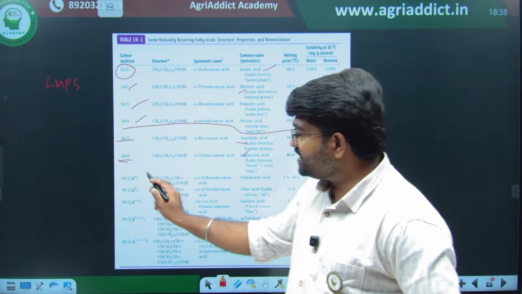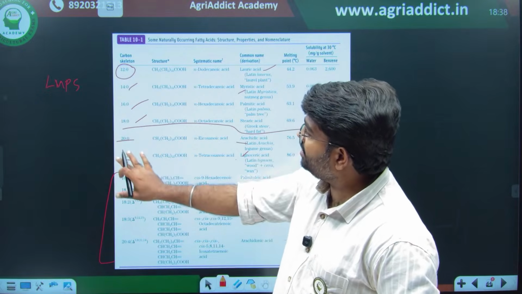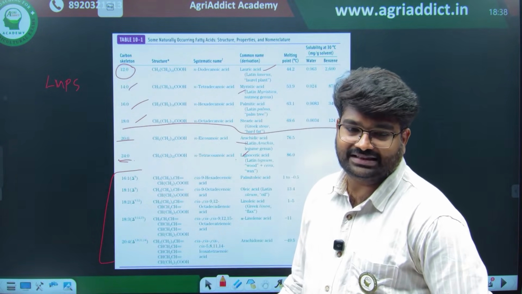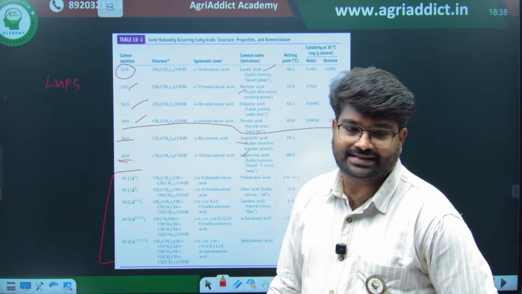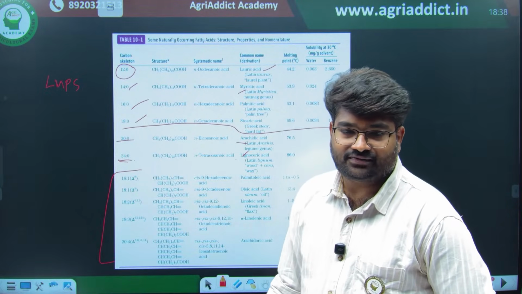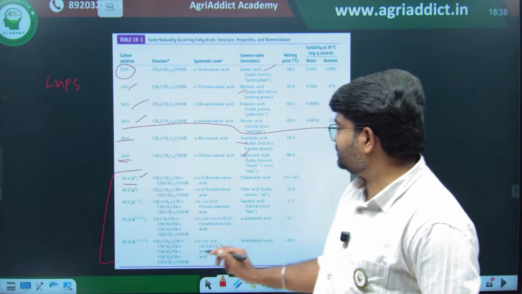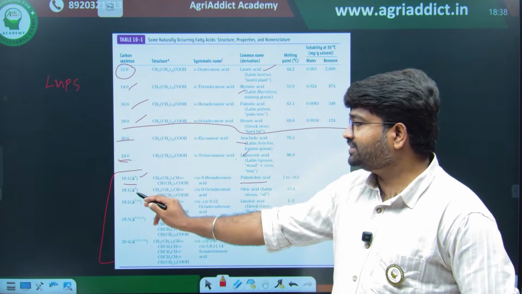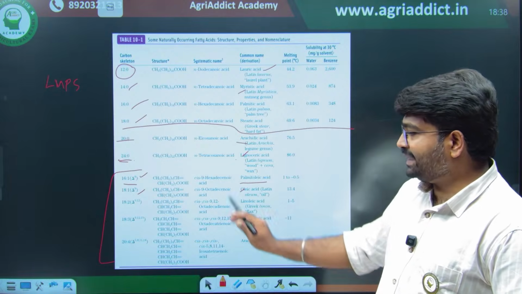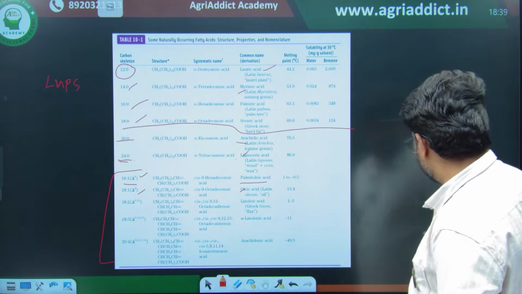Apart from that, we are going to see unsaturated fatty acids. These above are all saturated fatty acids without double bonds. Now the examples of unsaturated fatty acids: 16:1 delta 9 is palmitoleic acid, and 18:1 delta 9 is oleic acid. You just have to remember these examples.